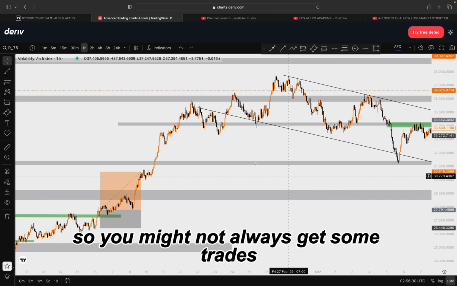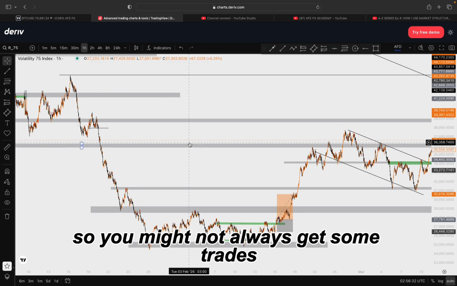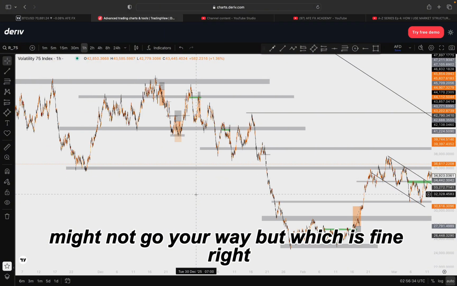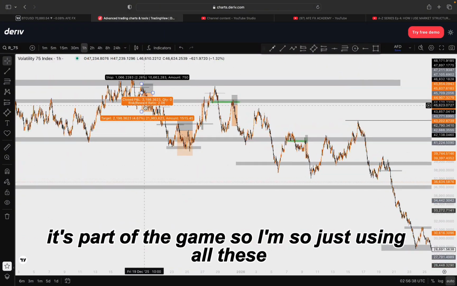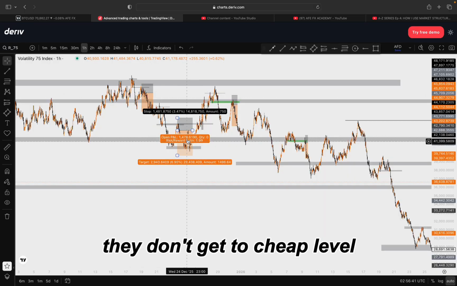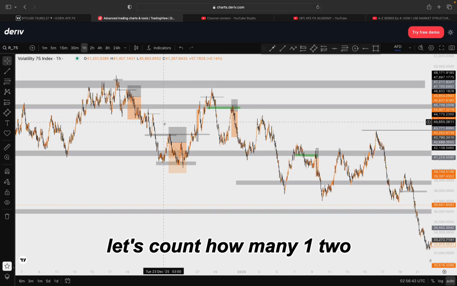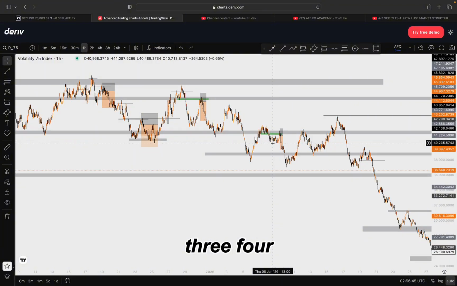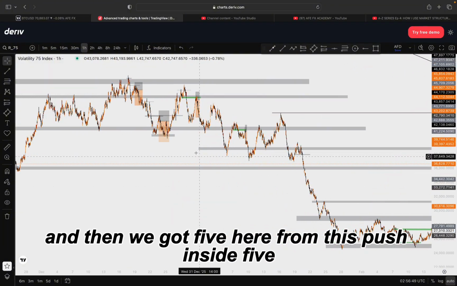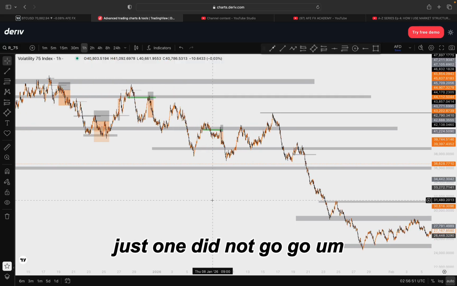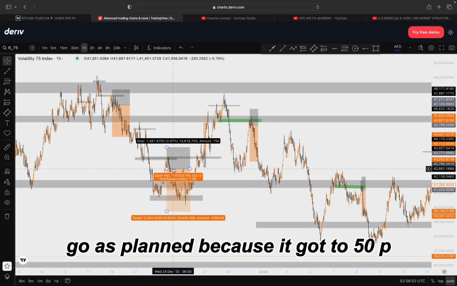So you might not always get it, some trades might not go your way, which is fine, right? It's part of the game. So just using all this, we got one trade here, two trades. This one did not get to TP level. Let's count how many: 1, 2, 3, 4, and then we got 5 here from this push. Out of 5, just one did not go as planned.